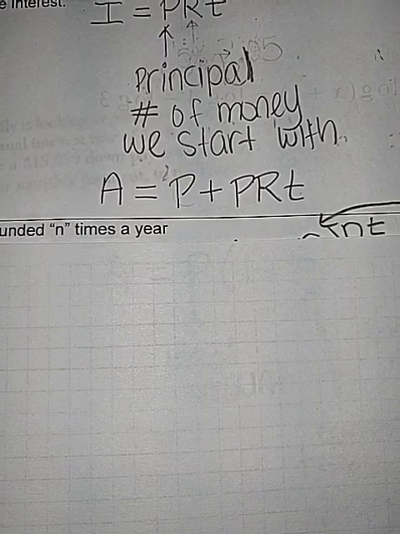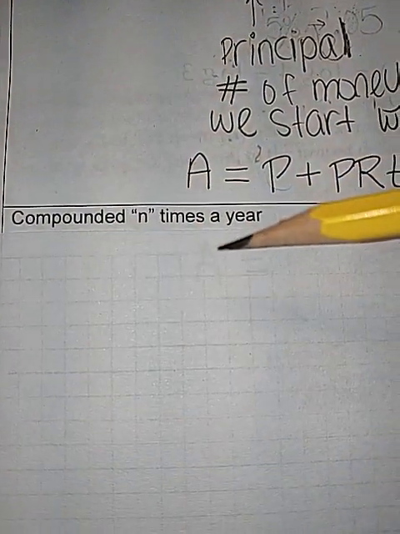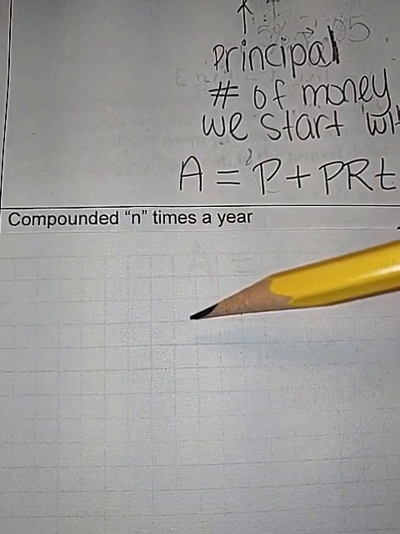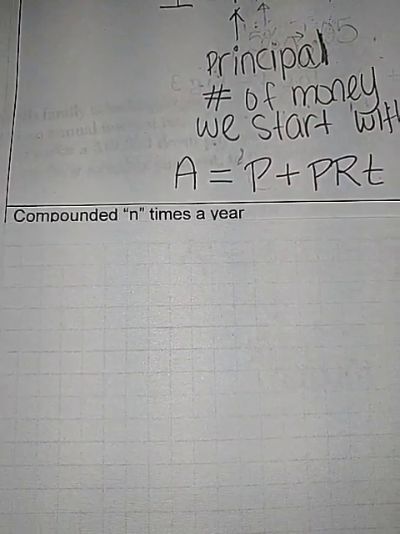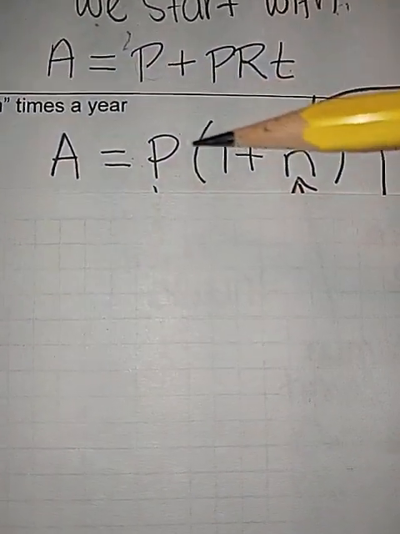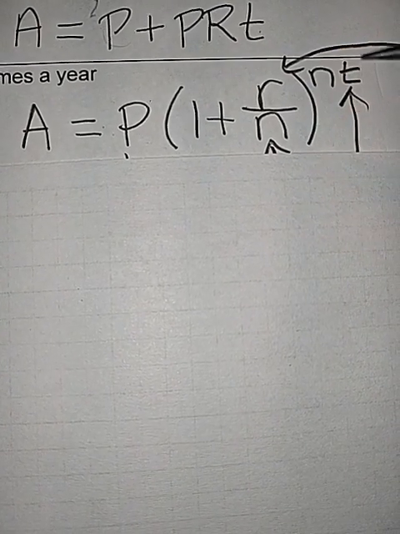Now, most places will use something called compound interest. Compound interest means that you're earning interest on your principal amount plus your interest from the previous year. So the compound interest formula looks a little different. Your compound interest formula is principal times 1 plus r over n, to the nt.